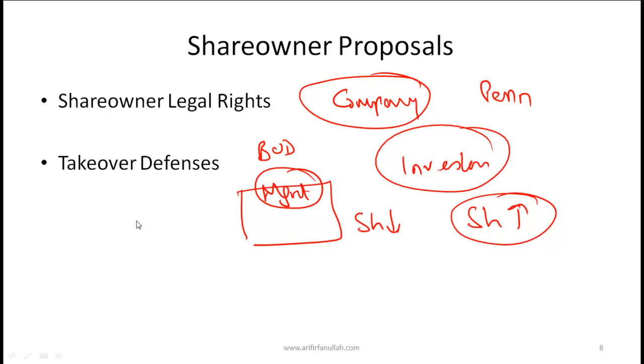Now, what you see very briefly in this curriculum are the names of some takeover defense techniques that have been used. One of them is called greenmail. Greenmail is where, if management sees a certain shareholder trying to take over or trying to buy more shares, management agrees to buy back shares from this investor at a premium over market price. This is on the condition that the investor stops the takeover activity.